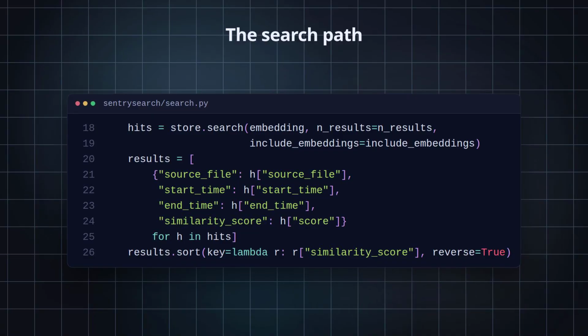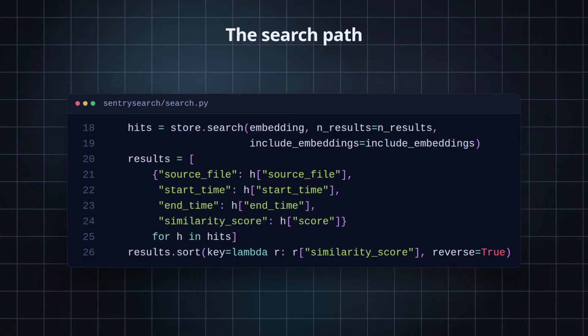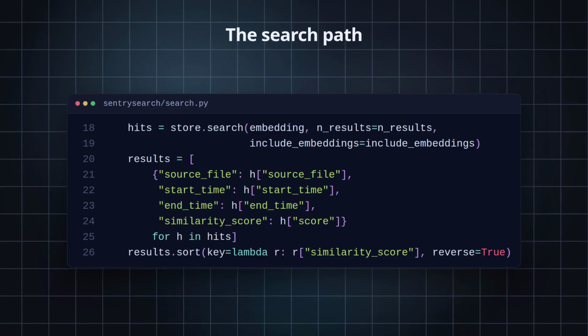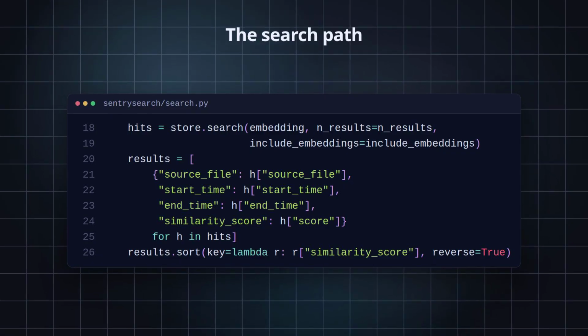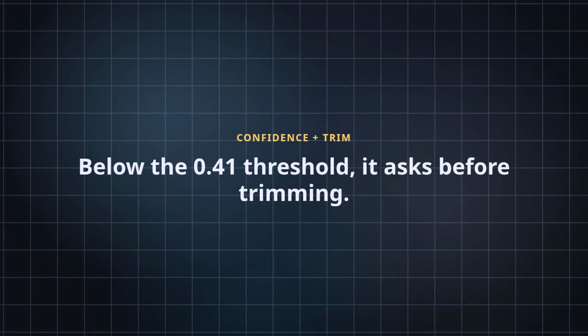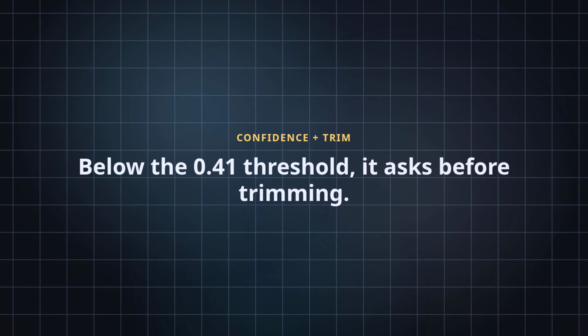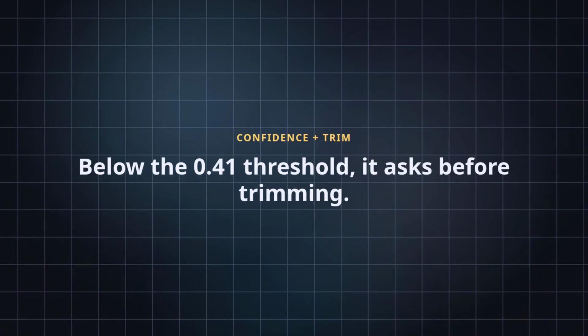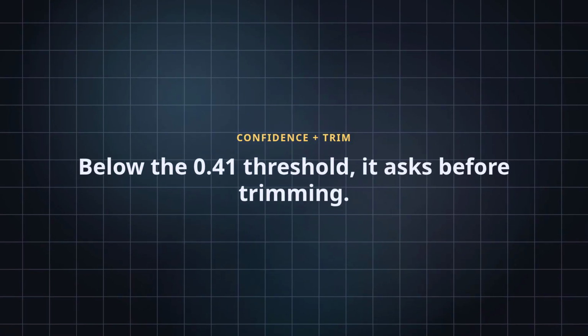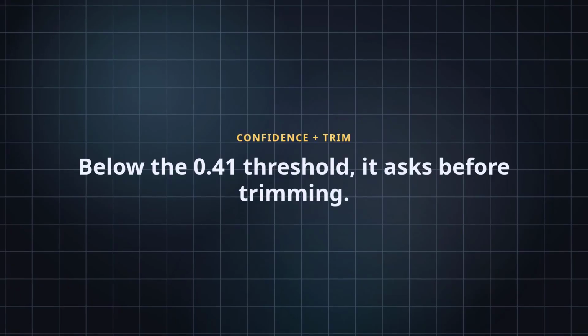Search itself is small. Embed the query or a reference image, ask the store for the top hits, then sort them by similarity. Because images embed into the same space, you can search with a screenshot instead of words. The command line layer adds judgment. If the best score clears a confidence threshold, default 0.41, it trims that span from the original file. If nothing's confident, it asks you before saving a clip.